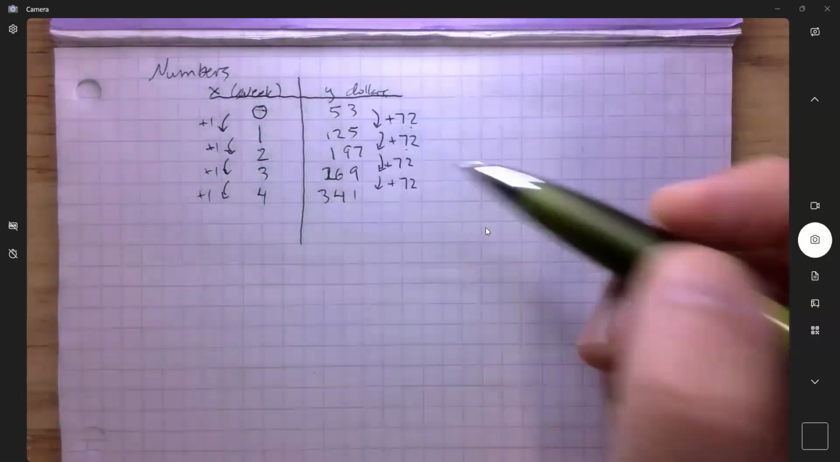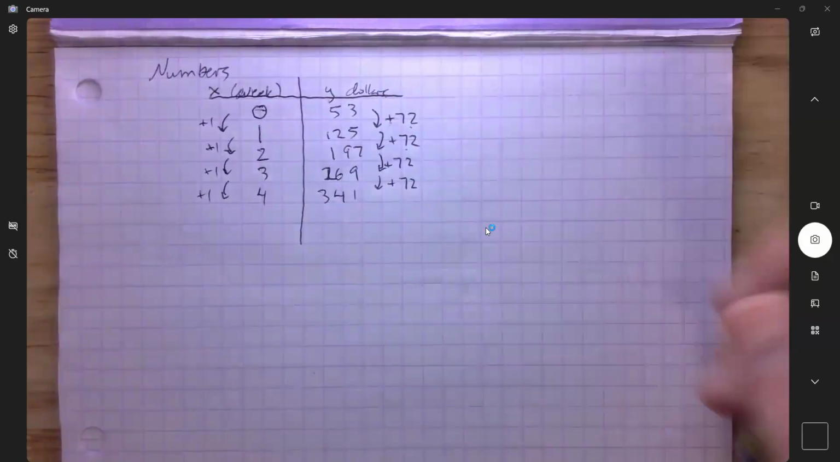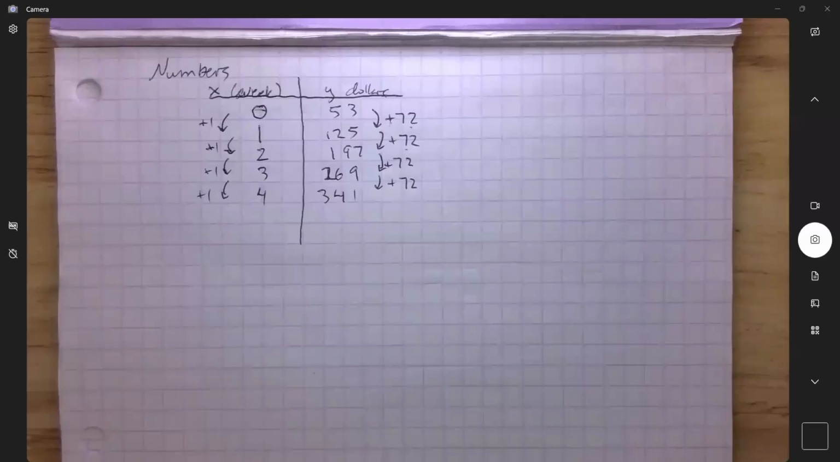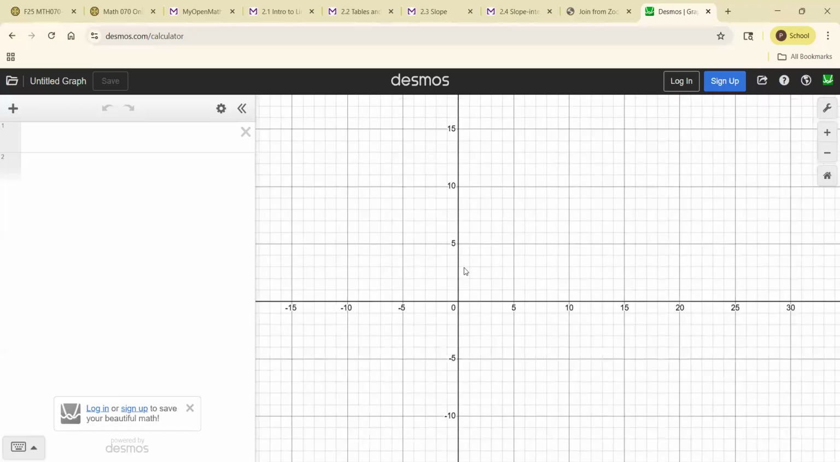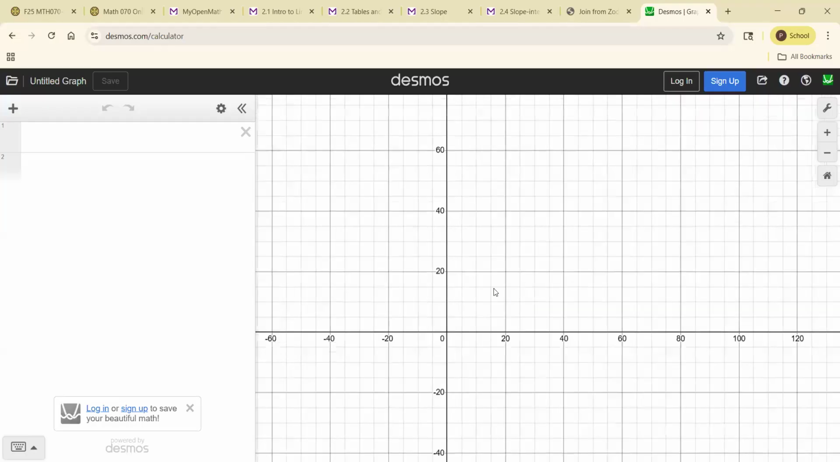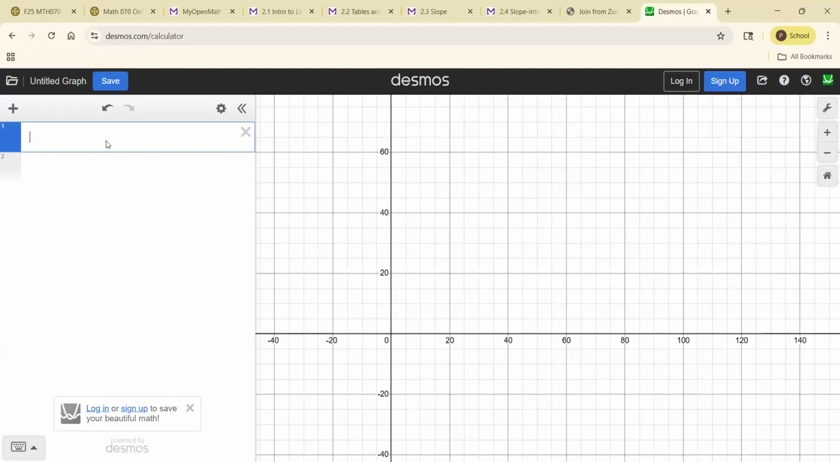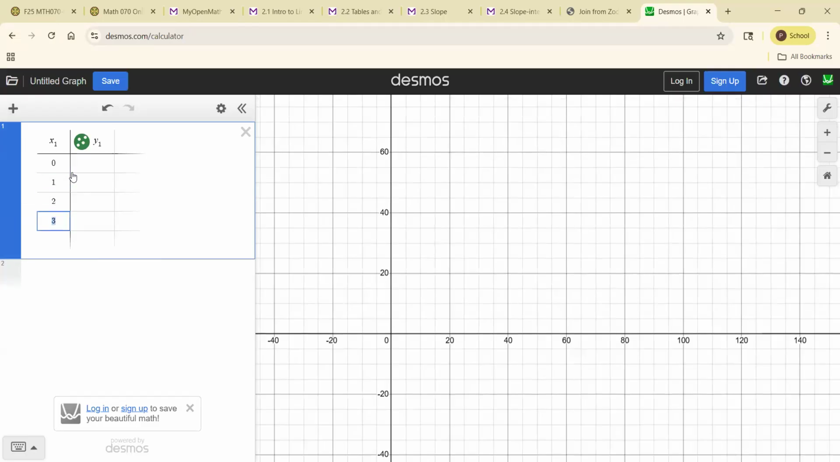From this, I could turn it into a graph, and to do that, I'm actually going to switch us over to desmos.com to show you how easy it is to build a graph. And actually what I'm going to do is build a table in Desmos, and from there we're going to build the graph. So if you use this plus sign, you can add a table, and then let's add our first 4 weeks and our money.